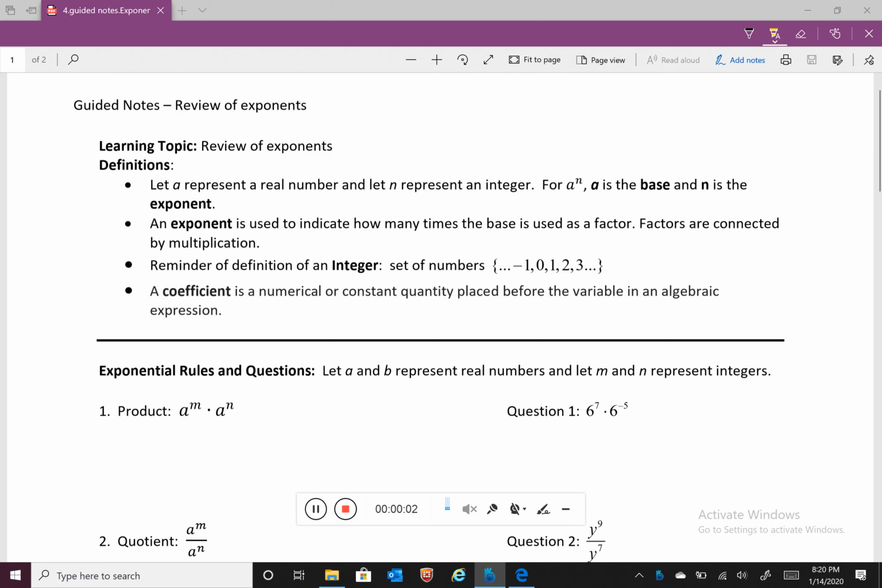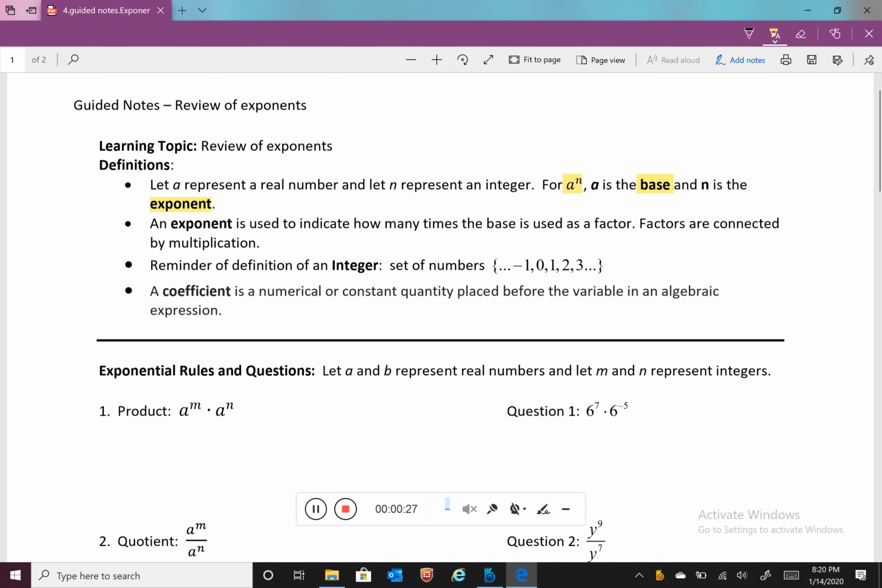Learning topic, review of exponents, and we're going to go over quite a few definitions for this particular topic. So first, let A represent a real number and let N represent an integer. Therefore, for A raised to the nth power, A is the base and N is the exponent.